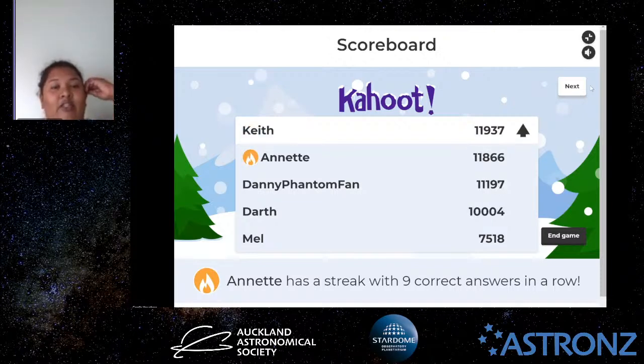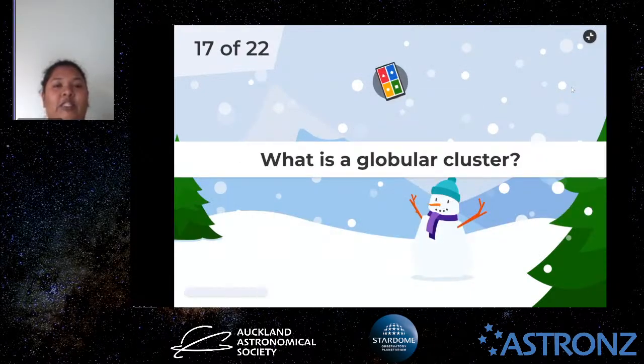All right, great job, Keith. You've now pushed your way through to 1st place. So it looks like a very close battle between Keith and Annette, followed by Danny Phantom Fan in 3rd place. Let's keep going. Question 17.